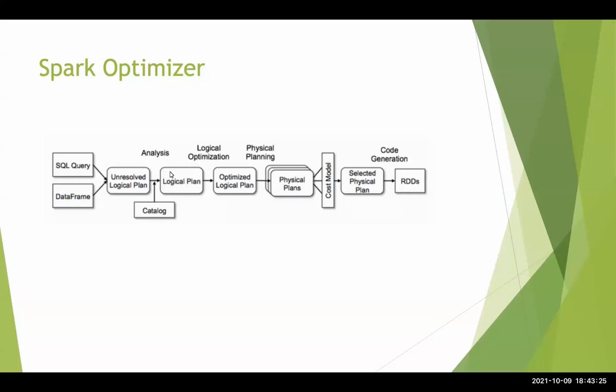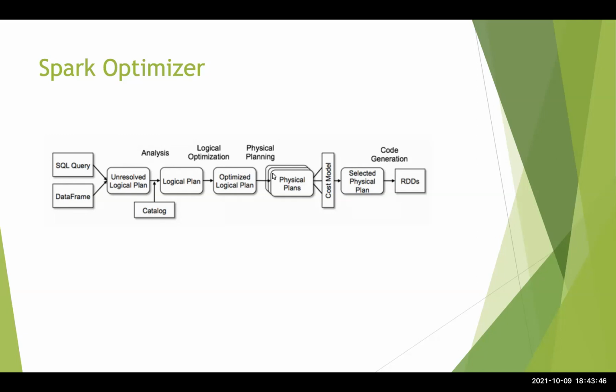Correct. So the optimizer goes through this process. Any SQL or data frame first gets converted to an unresolved logical plan. Then via cataloging, it gets converted into a logical plan, and we'll now go into details of how this happens. From there, an optimized logical plan via logical optimization, then a physical plan via physical planning.